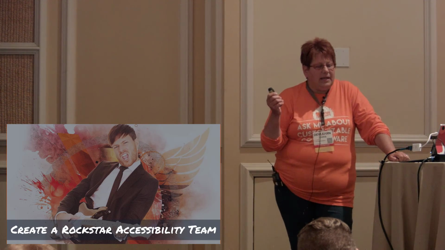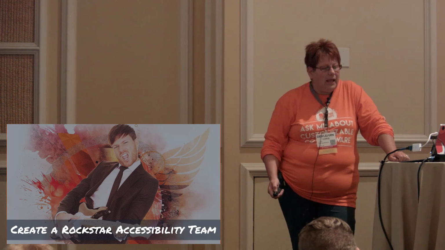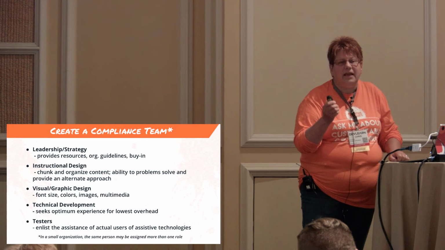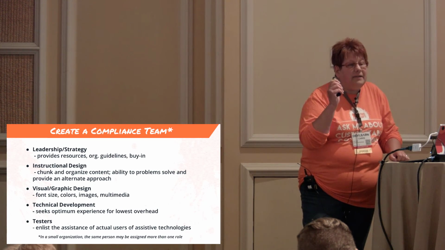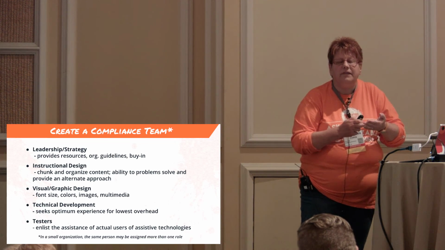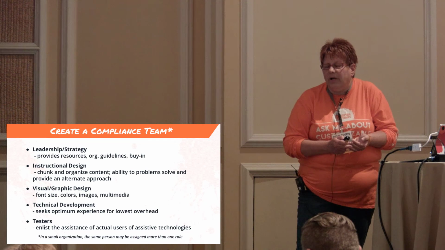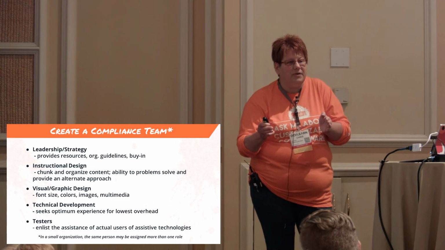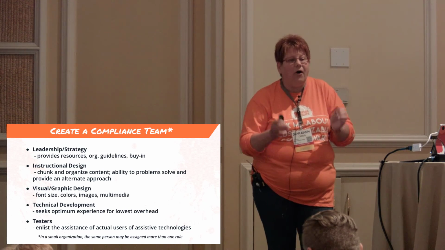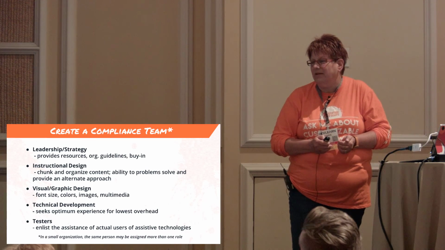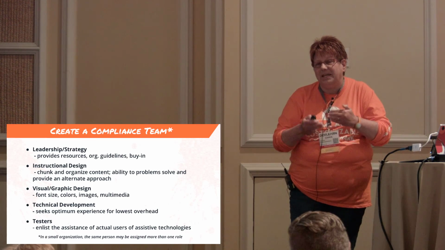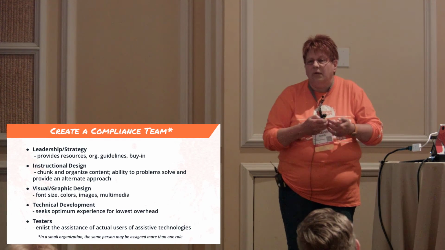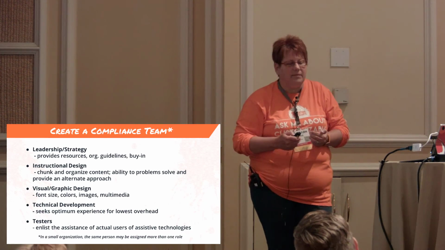So you're going to start by creating a Rockstar accessibility team. On your team, you need somebody who's going to provide the leadership and the strategy. This person needs to have the authority to say yay or nay on your guidelines, because the guidelines that you adopt are going to affect the time it takes and the overhead that it takes to develop your course, and that's going to affect the cost overall of the courses that you develop. Now, I have some ways that using templates, we can kind of help that somewhat, but it still needs to be a decision that's made with somebody at the top by somebody who has some form of authority.